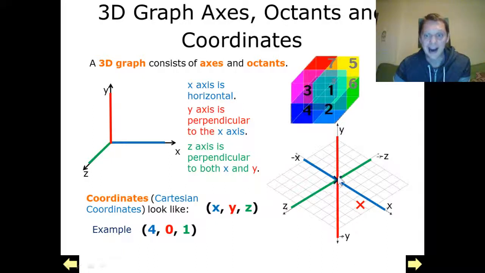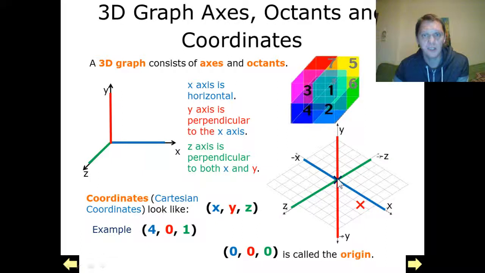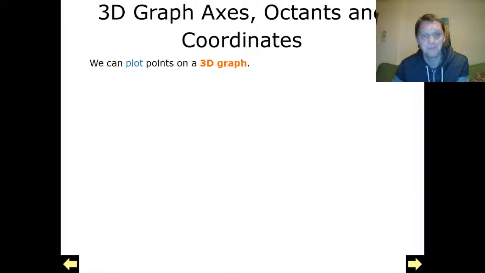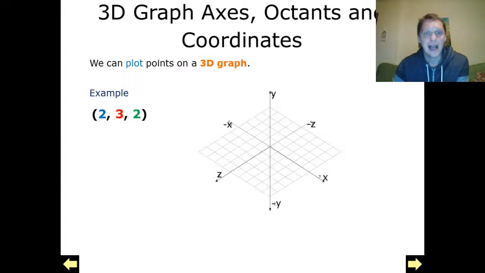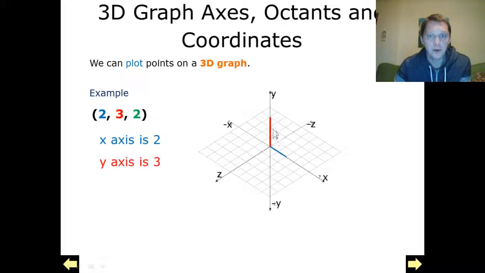We've got our center, our origin, which is 0, 0, 0, just like we've got with 2D graphs. And we can plot points on our 3D graph. So here I'm going to plot 2, 3, 2. So if I go along my x-axis by 2, I'm going to go up my y-axis by 3. So 1, 2, 3 up to here. And I'm going to go across my z-axis by 2.